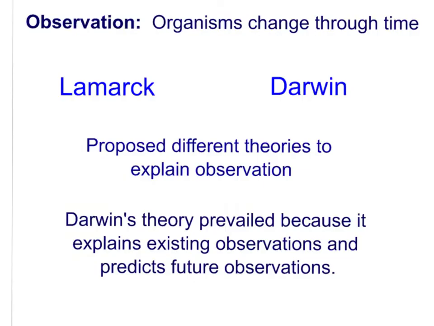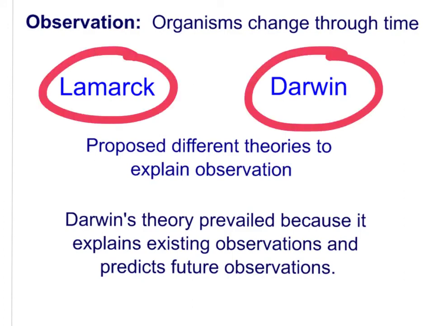So let's just review what we've talked about here. With this being our observation, organisms change through time. We know that happens. There are two individuals, two scientists who gave us some great ideas. We have Lamarck, use and disuse hypothesis that he proposed, Darwin, who proposed the theory of natural selection, and those different theories were trying to explain that particular observation. Darwin's theory prevailed because it explains existing observations and it's able to predict future observations.